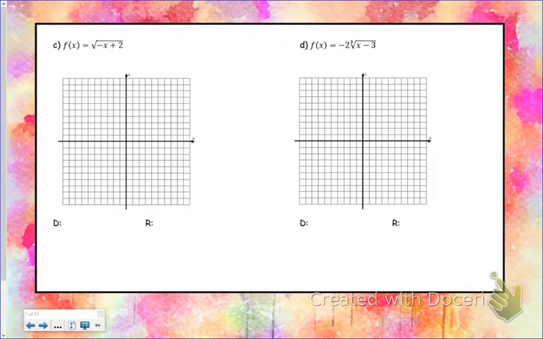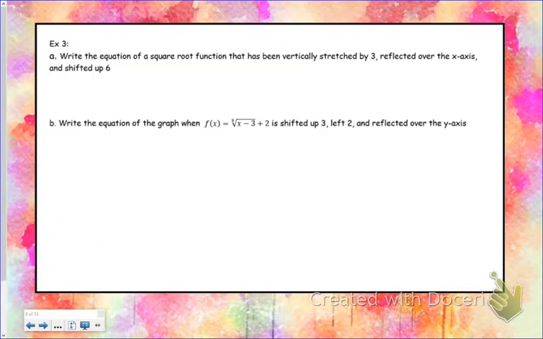The last thing I want to look at is actually writing these equations. All right, so I want to write the equation of a square root function that has been vertically stretched by 3, reflected over the x, and shifted up 6. All right, so what we're going to do here, actually, I meant to switch these, so I want this to be the y-axis. I want the next question to be the x-axis.